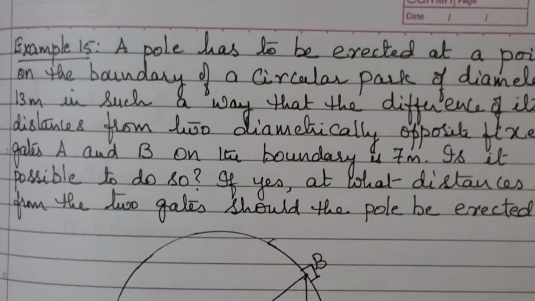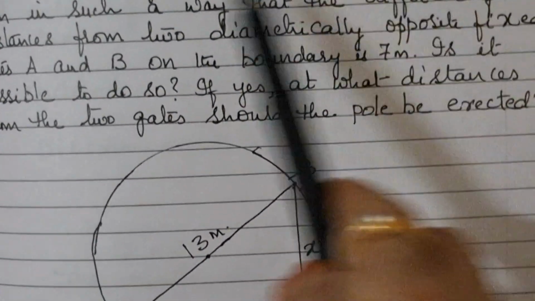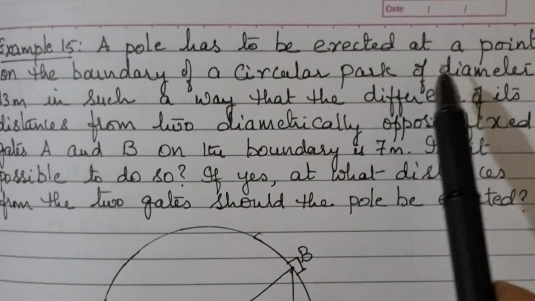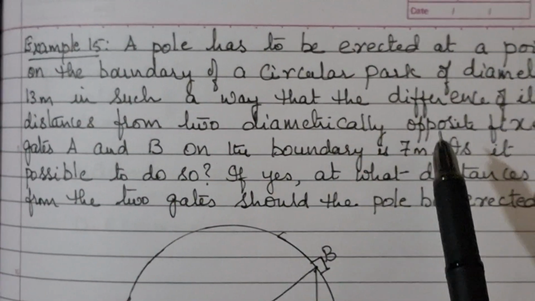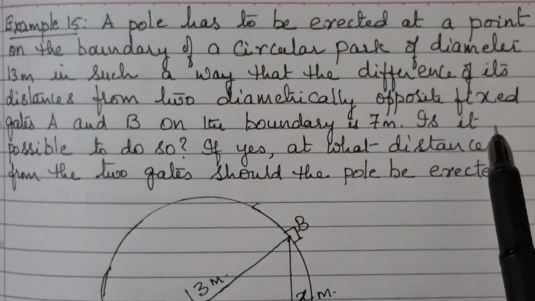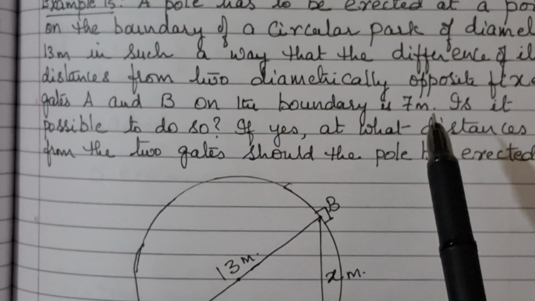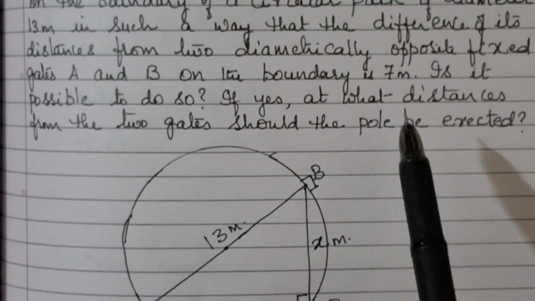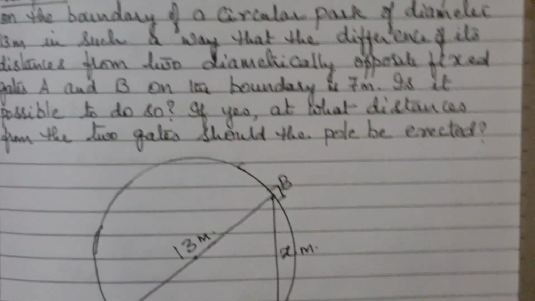Now example 15, children. A pole has to be erected at a point on the boundary of a circular park of diameter 13 meters in such a way that the difference of its distances from the two diametrically opposite fixed gates A and B on the boundary is 7 meters. Is it possible to do so? If yes, at what distances from the two gates should the pole be erected?